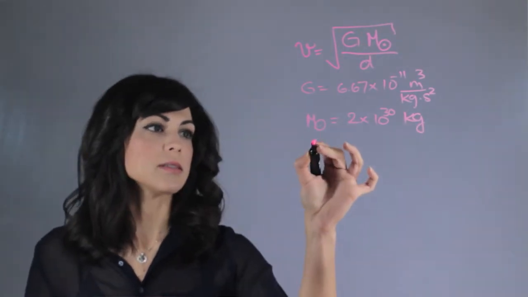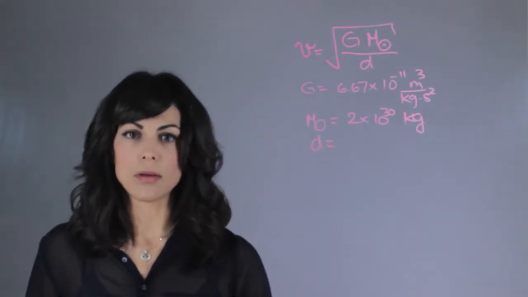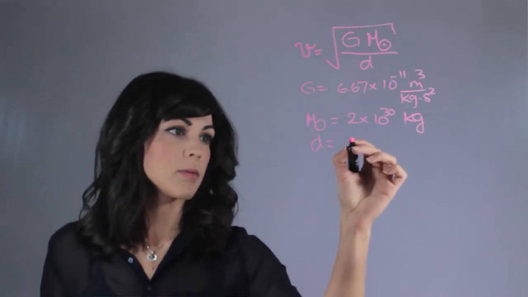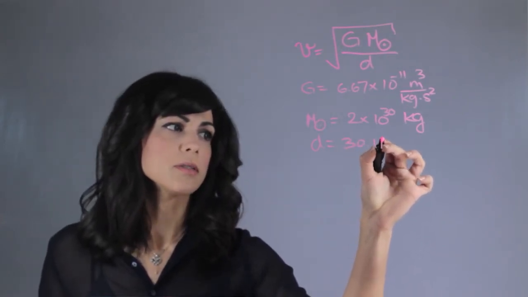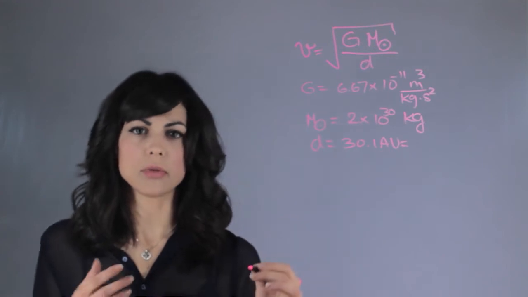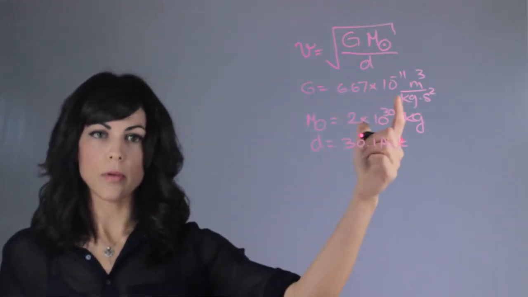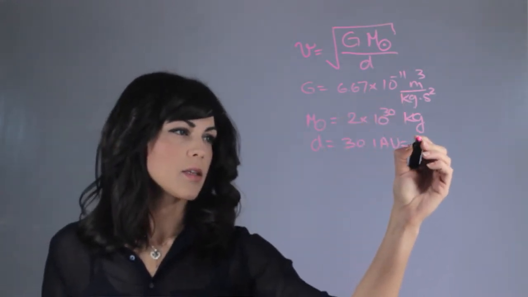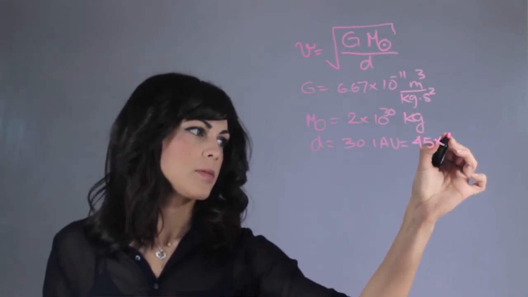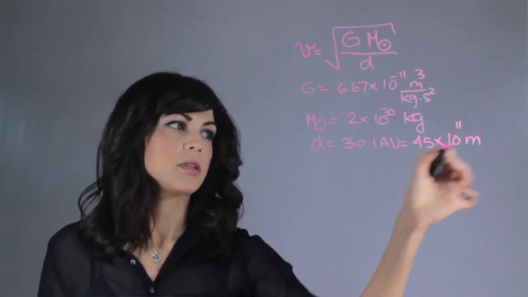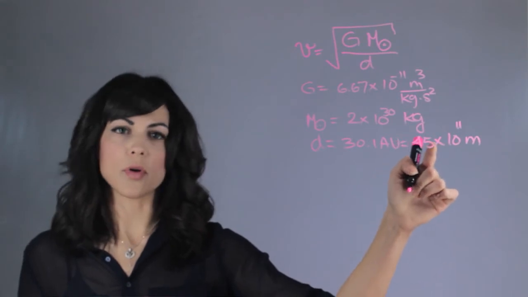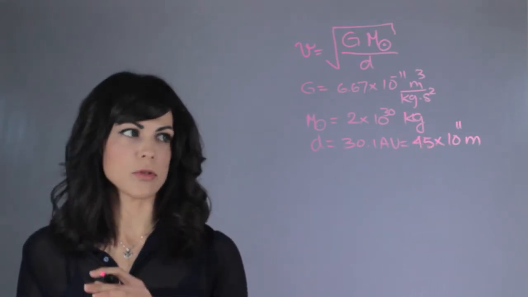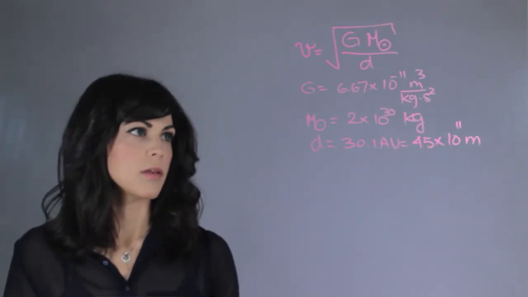And then the distance between Neptune and the Sun is about 30.1 astronomical units. And for simplicity, I will give it to you in meters just so our units can match. And this is about 45 times 10 to the 11 meters. I will keep it like 45 to demonstrate a quick math example.